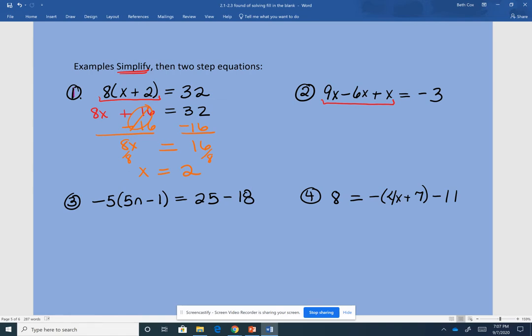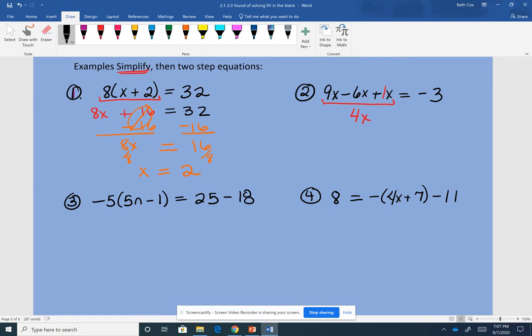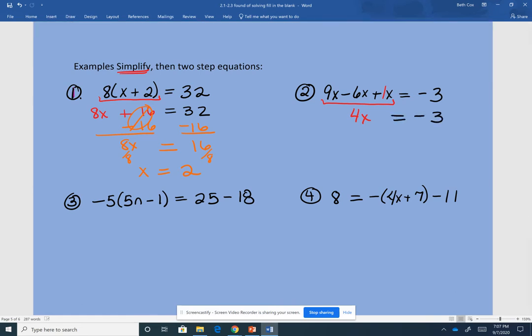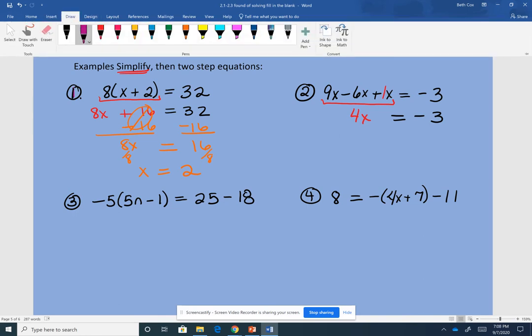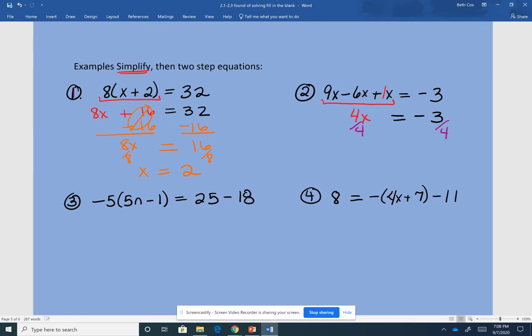Okay, so now number 2, I'm going to simplify the left side, just the left side. So 9x's minus 6x is 3x plus 1x. This is 4x's. Combine the like terms. And then, okay, so now I can solve. Now this one is not even a two-step. It said two-step, but this one's not. This is a one-step. So once it's simplified, then I just have to divide. Divide both sides by 4. And x is going to give me negative 3/4. I couldn't divide and I couldn't reduce, so that's my answer.